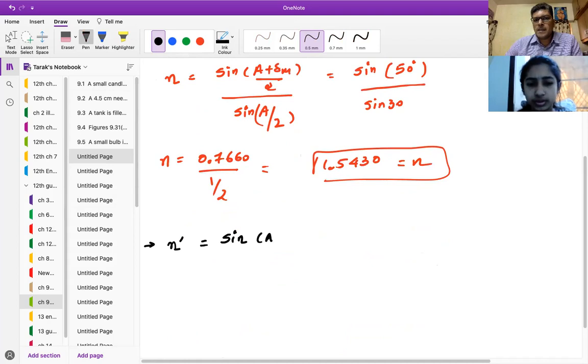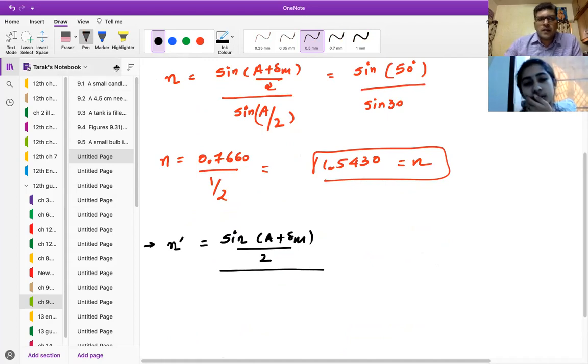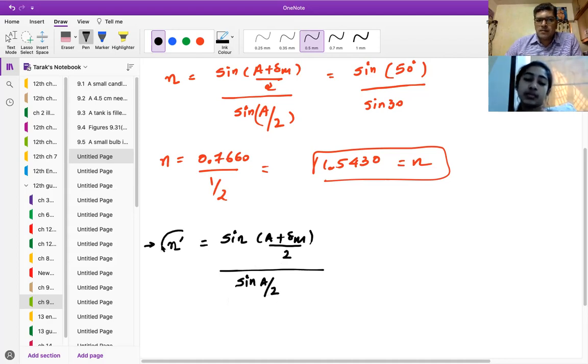So what I'm using is n dash, called the relative refractive index. Now sine of (A plus delta n) divided by 2. One small mistake to avoid: mathematically it is not whole to the base, it is only the base of this 2. And now we have sine A by 2. This is n dash, called the relative refractive index.